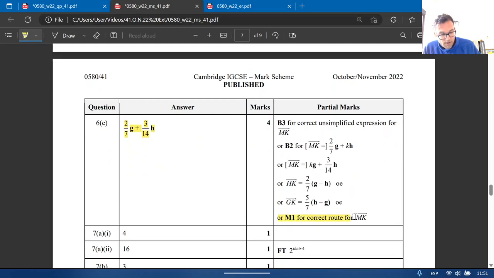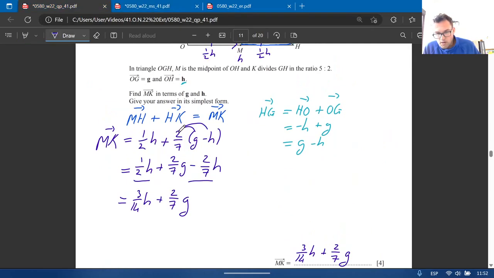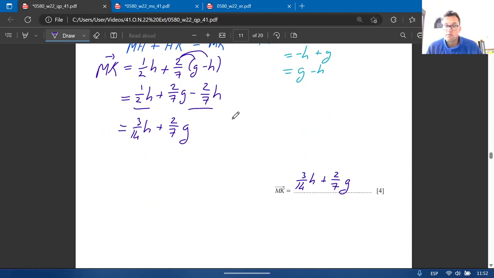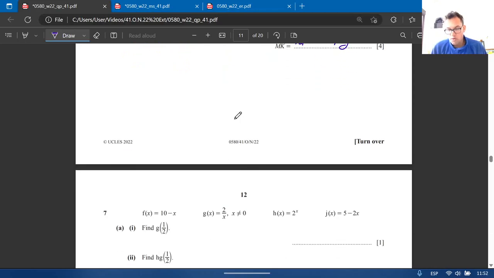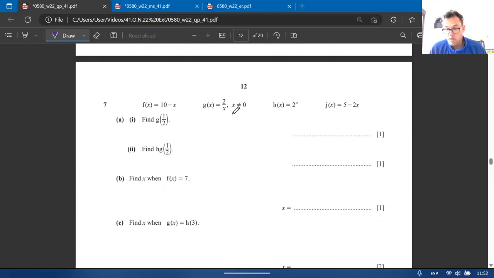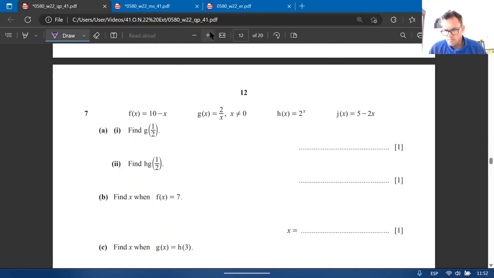You get a mark for writing down a root. So that's why this first part here, this is MH, HK, it helps a lot, right? So write that down, even just helps you organize your mind, and it could get you a mark. So that is important.